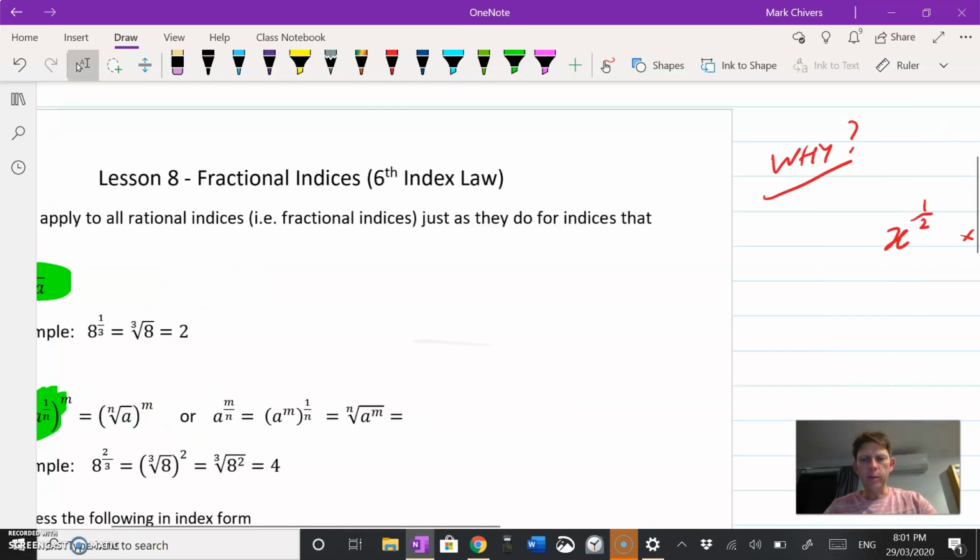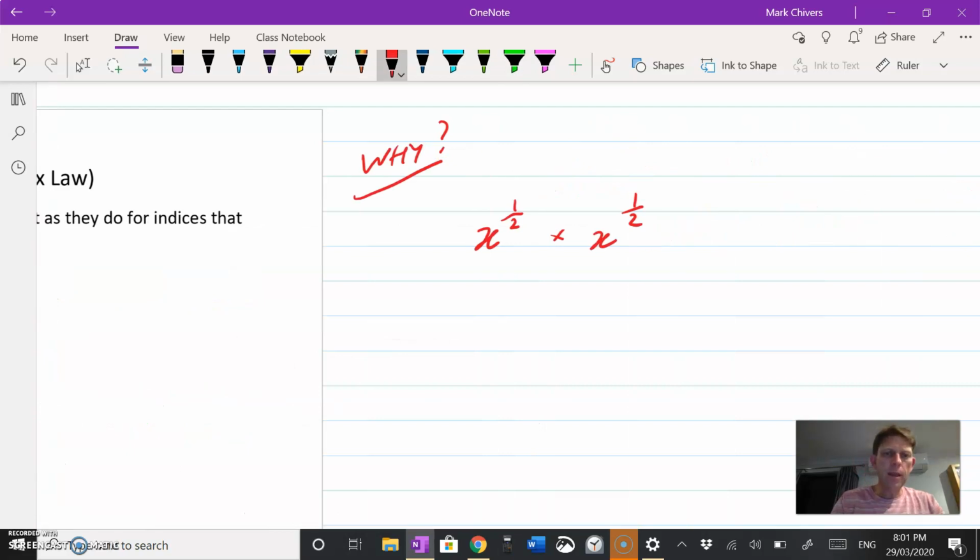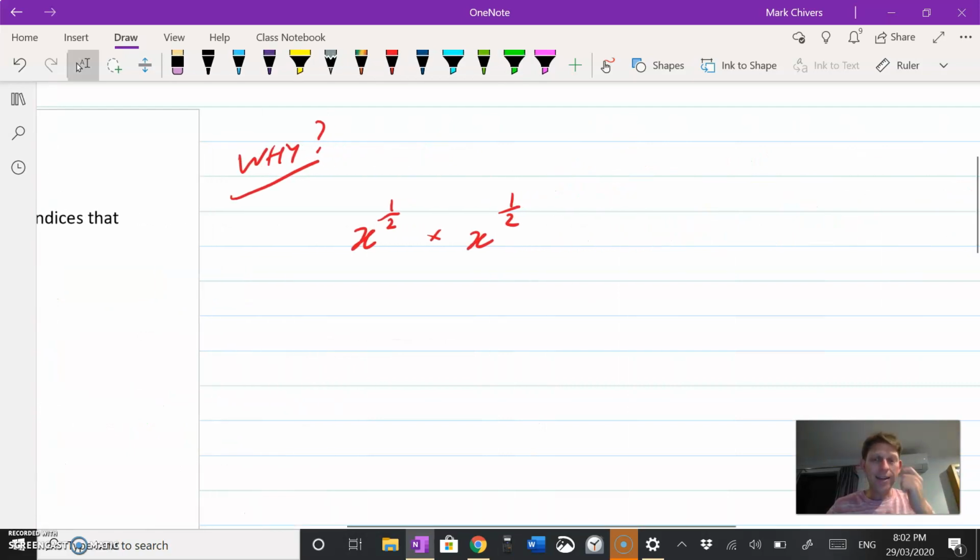So just dealing quickly with the why. We can see here, if I had x to the power of a half times x to the power of a half, well, that's going to be x to the power of a half plus a half, just using our normal index laws, which of course is 1. So we can see that x to the half times x to the half is going to give us x to the power of 1.